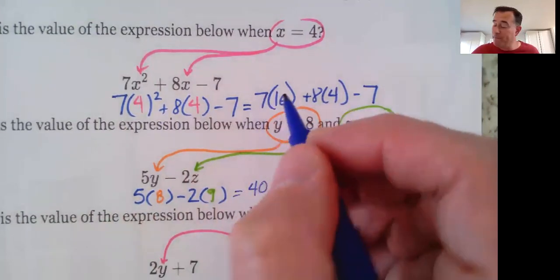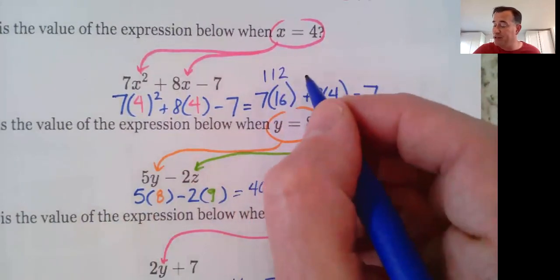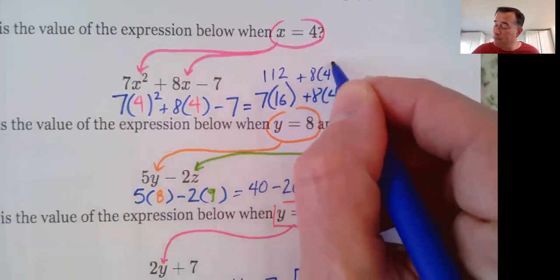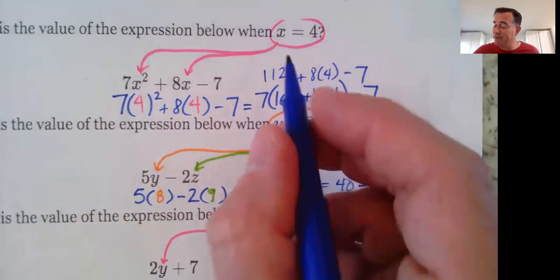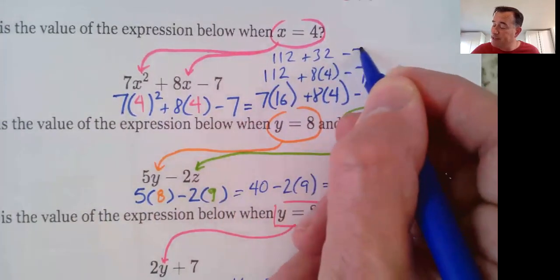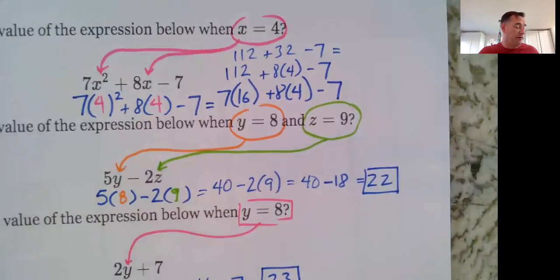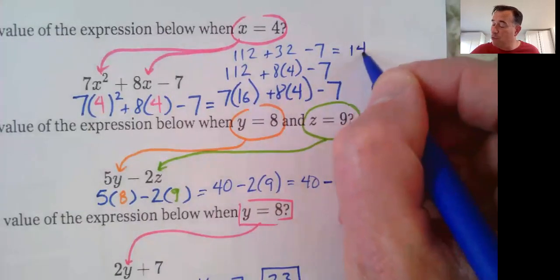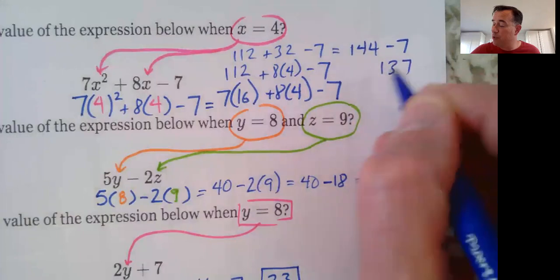7 times 16 will be our first part. So this will be 112. Just checked it with my calculator. I'm not that fast. Plus 8 times 4 minus 7. Okay, so now we've got to do the 8 times 4 because that's the next thing for multiplication. 112 plus 32 minus 7. And now I can start to use the space that we have over here. We're going to do the 112 plus 32, and that is going to give us a fat 144 minus 7. And my final answer for this one, if I do 144 minus 7, is 137.